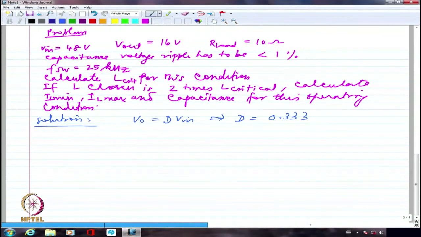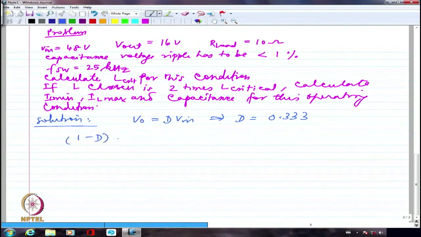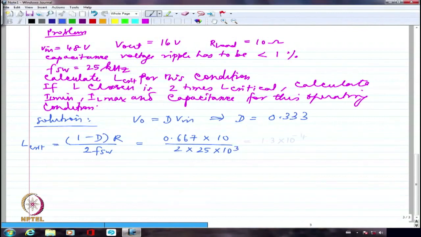So, once I have this, and if I have the switching frequency, I can definitely calculate what is L critical, because I have got the R value also. Let's look at the expression. L critical is 1 minus D multiplied by R divided by 2 F_SW. Right? So, 1 minus D multiplied by R divided by 2 times the switching frequency is L critical. So, this is 0.667 multiplied by the resistance, 10, divided by 2 multiplied by 25 into 10 power 3. So, this is 1.3 into 10 power minus 4 Henry, or 130 microhenry.